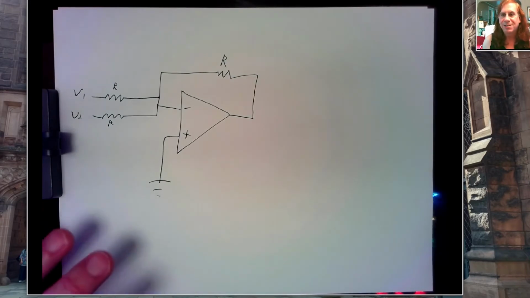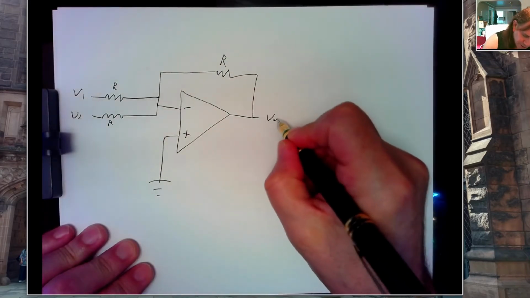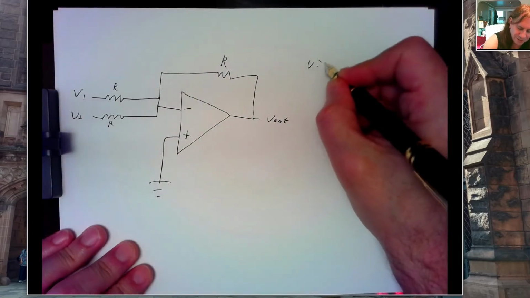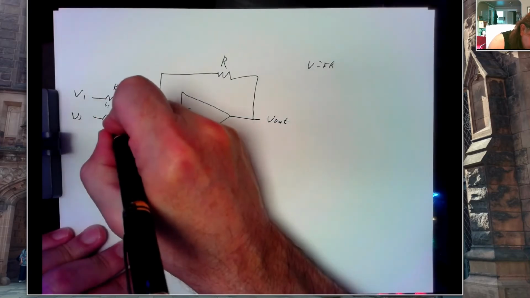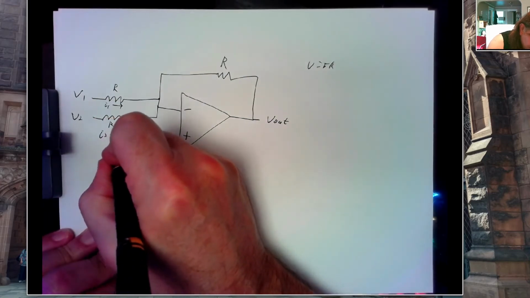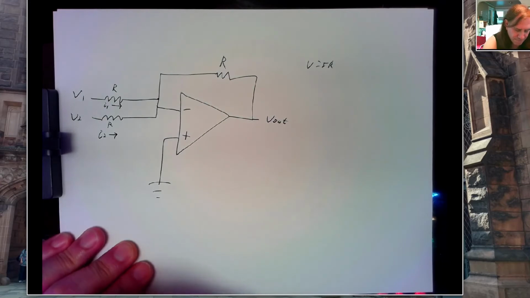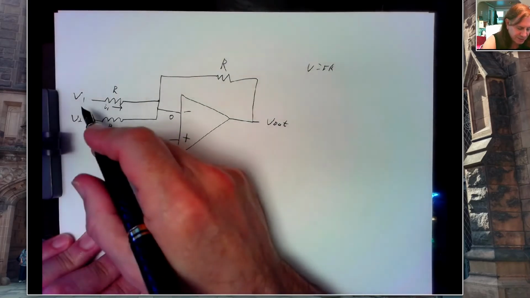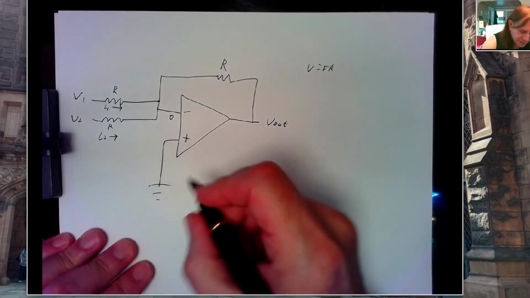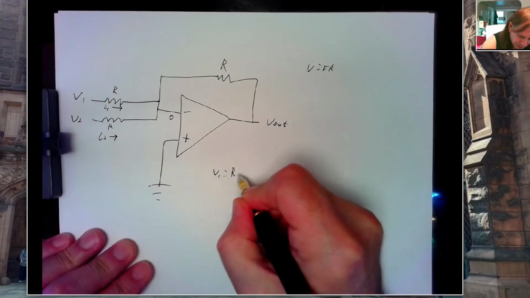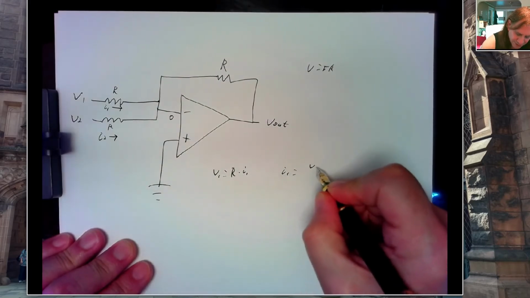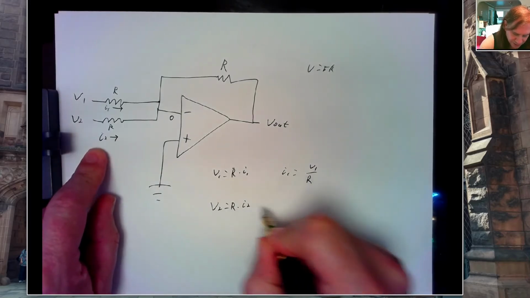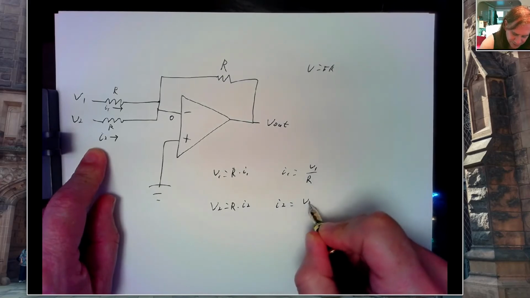What do we get when we analyze this circuit? So here's our output over here. Well, again, Ohm's law, V equals IR. So let's imagine we have a current flowing down here and another current I2. Since this is 0 volts, this is also 0 volts, we can solve for I1 and I2. So V1 equals R times I1, which means I1 equals V1 over R. And similarly, V2 equals R times I2. So I2 is V2 over R.